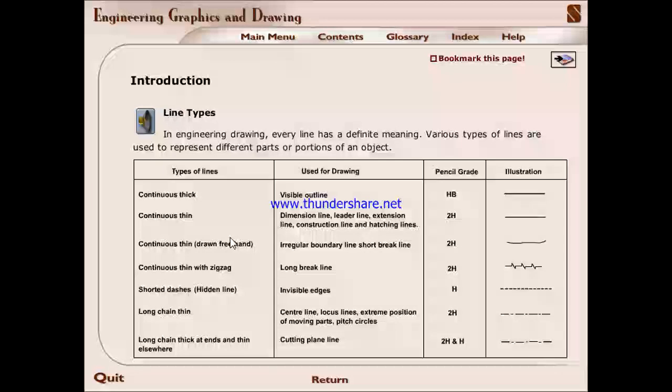So again, line types also, because while drawing is going on, you have to remember how thick the line should be placed and how thin should be placed and what type of line to be drawn. All should be studied in the previous class, line types.